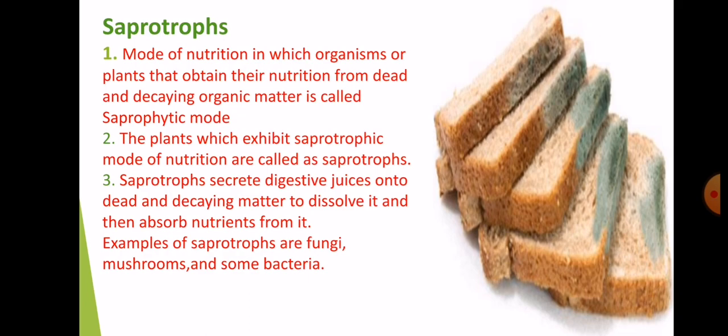Okay, and the organisms that survive because of saprophytic nutrition are called saprotrophs. Understand? Now the saprotrophs, when they grow over dead and decaying matter, secrete some digestive juices onto it to dissolve it and then absorb the nutrients from it. Understand? So examples of saprotrophs are fungi, mushrooms, and some bacteria.